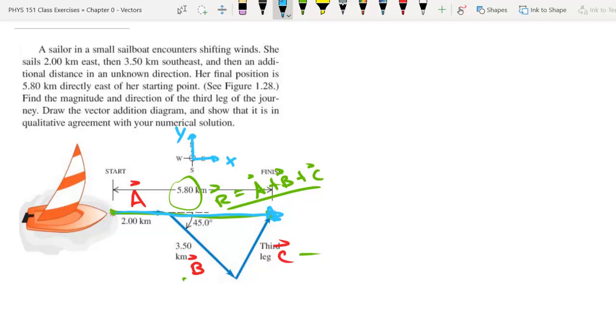So this resultant vector should actually add up to 5.8 kilometers in the x direction and nothing in the y direction, right? So this would be my resultant.